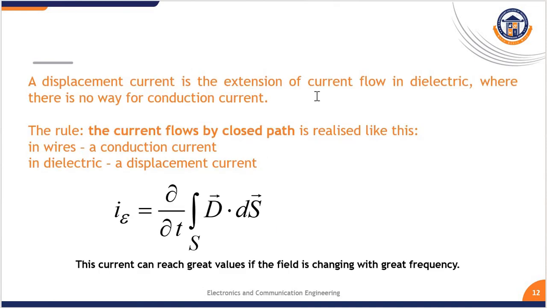A displacement current is the extension of current flow in dielectric where there is no way for conduction current. The rule: the current flows by a closed path, realized like this. In wires, a conduction current; in dielectric, a displacement current. So I equal to dou by dou t into surface integral D vector dot ds vector. This current can reach greater values if the field is changing with great frequency.